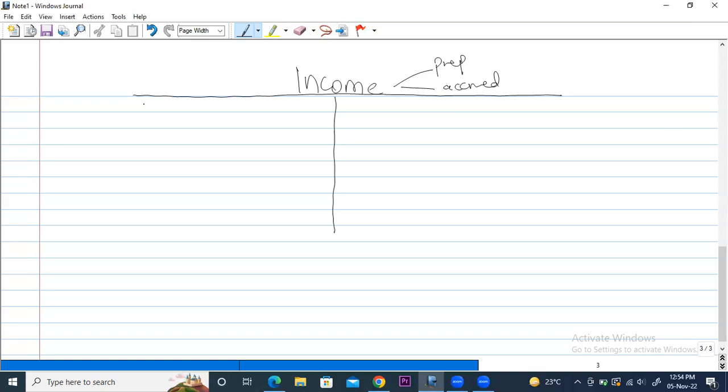So first of all, if there is any opening balance relating to accrued income, it comes on the debit side, because you know that this is obviously an asset for us.